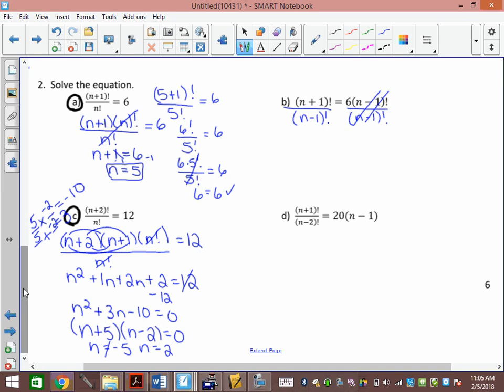Okay? And this one, I would divide the n minus 1 over 2. So I would get n plus 1 factorial over n minus 2 factorial. And joining it would be n minus 1. But does it have a factorial symbol behind it? No, so you don't give it one. Equals 20. Try those two out with the change I made.